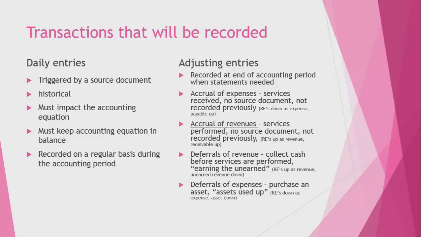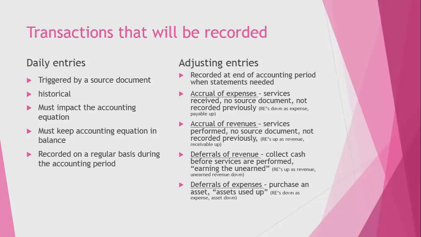Accruals, accrual of an expense, services received. So maybe we receive the benefit of utilities, of electricity this month. Maybe the utility bill hasn't come yet. That doesn't mean we're not going to record it. So when we have an accrual of an expense, or your employees work for you at the end of the month and you haven't paid them yet, we know that retained earnings goes down because of an expense, and we have some type of liability or payable.